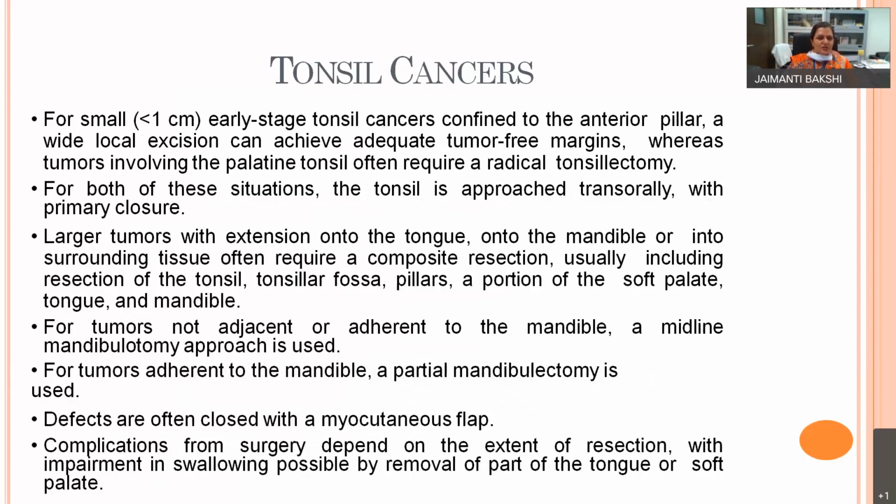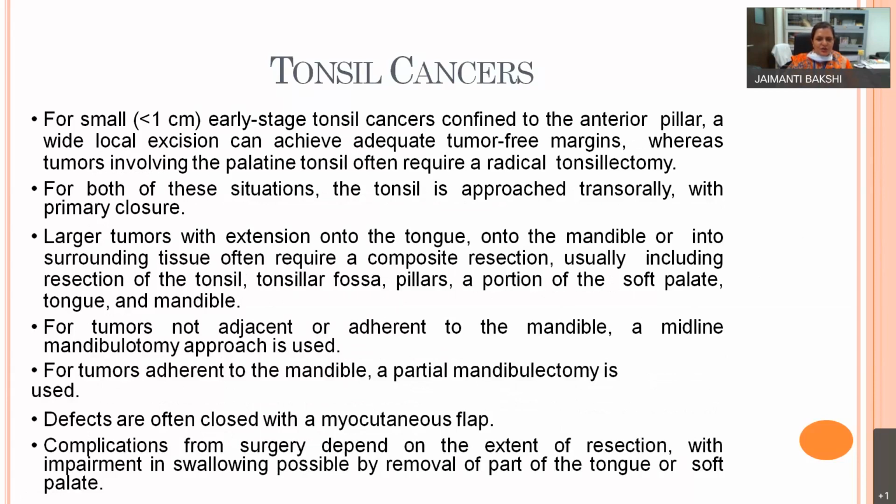For tonsil cancer, what are the surgical modalities available? For small, less than 1 centimeter early stage tonsil cancers confined to the anterior pillar, a wide local excision can achieve adequate tumor-free margins, whereas tumors involving the palatine tonsil often require a radical tonsillectomy. For both these situations, the tonsil is approached transorally with primary closure.